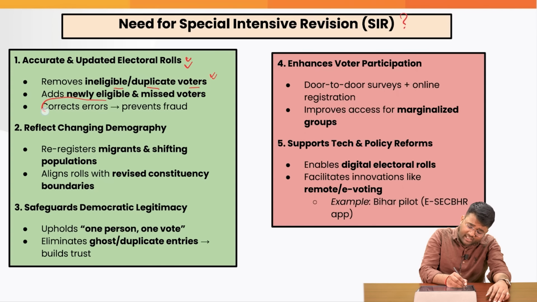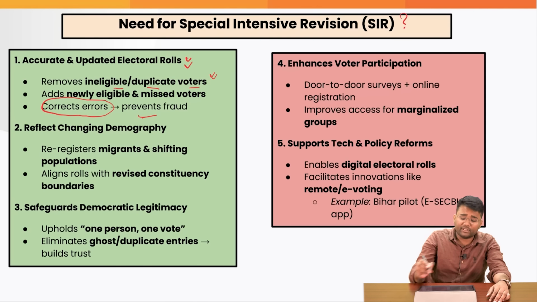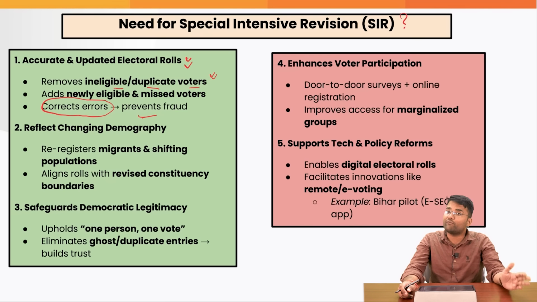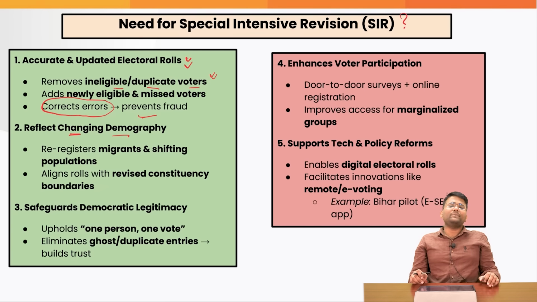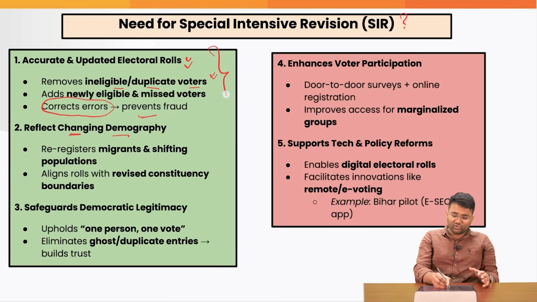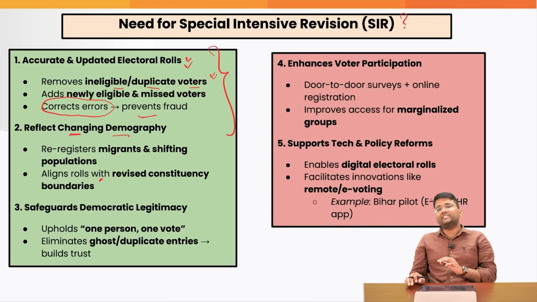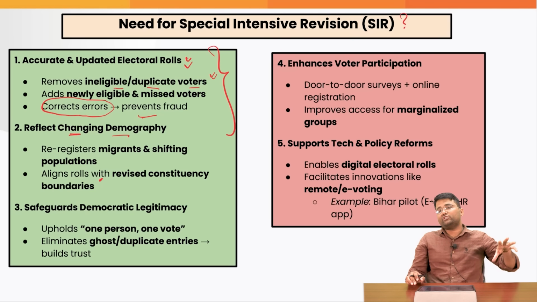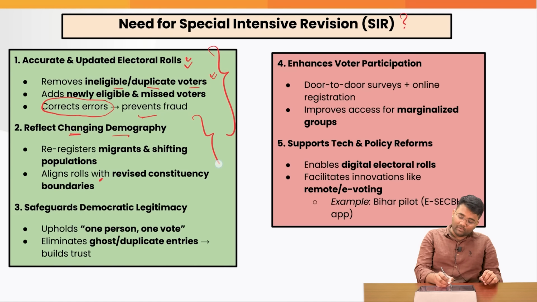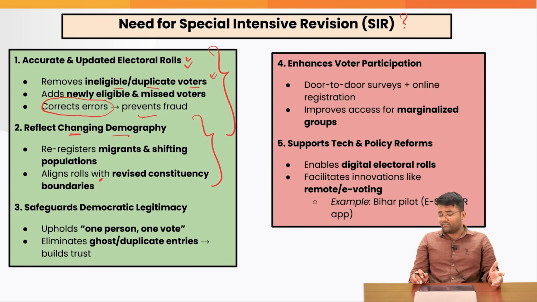It mainly helps in correcting errors, preventing fraud, and ensuring free and fair elections. It also helps in reflecting the changing demography. For example, the names of people who have attained the age of 18 years will be included, or if some person died, that adjustment will also be possible with this SIR process. And this helps in aligning the rolls with revised constituency boundaries, so that if there were changes in the boundaries of the constituency, that will also be possible through this SIR.